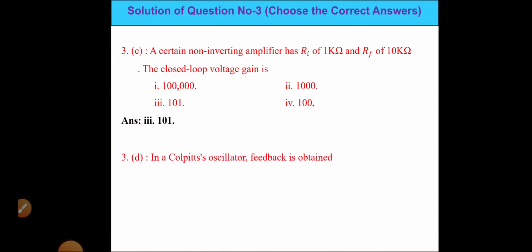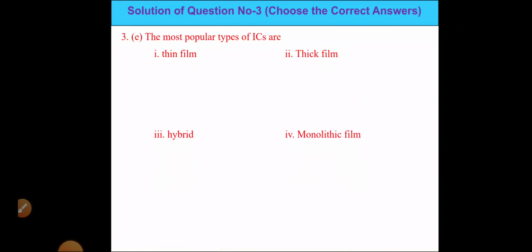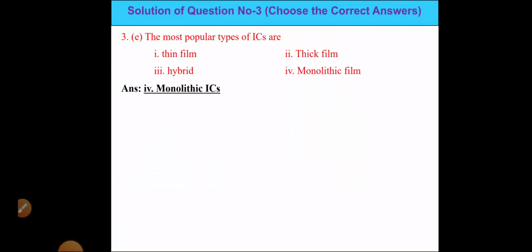In a Colpitts oscillator, feedback is obtained by magnetic induction by a tickler coil, or from the center of the split capacitor. From the center of the split capacitor, the Colpitts oscillator feedback is obtained, because if you remember the diagram of the Colpitts oscillator, from the central tip we take the feedback. So the next question: the most popular IC type is thin film, thick film, hybrid, or monolithic. The most popular ICs are monolithic.